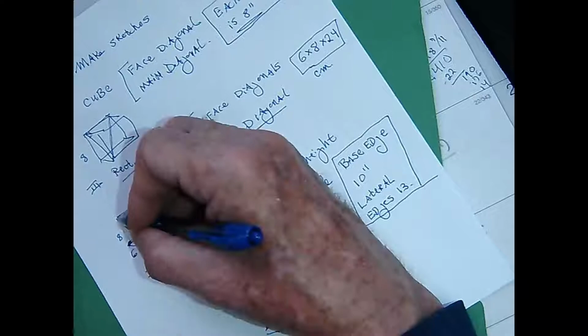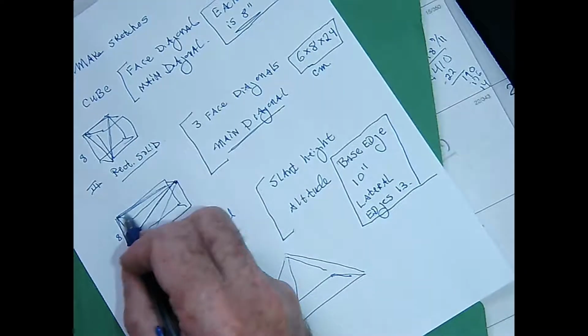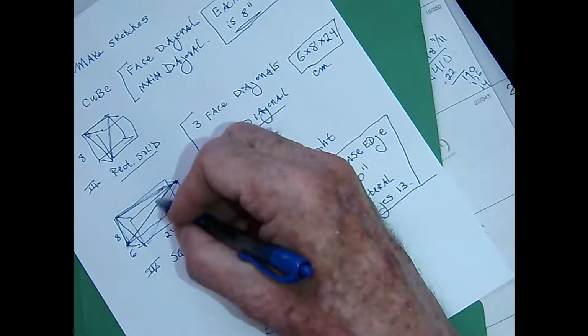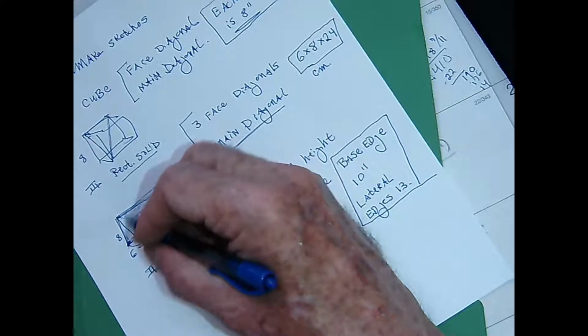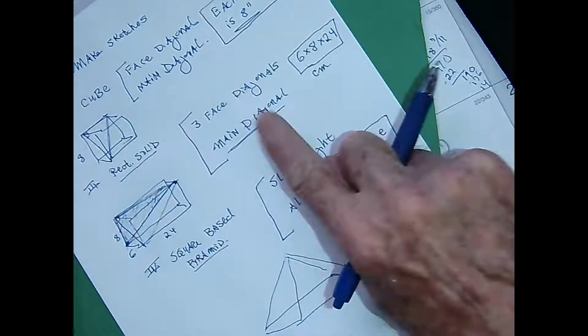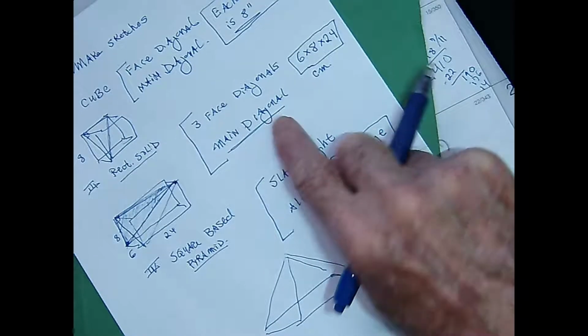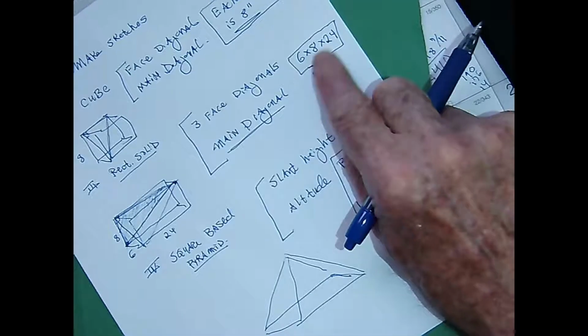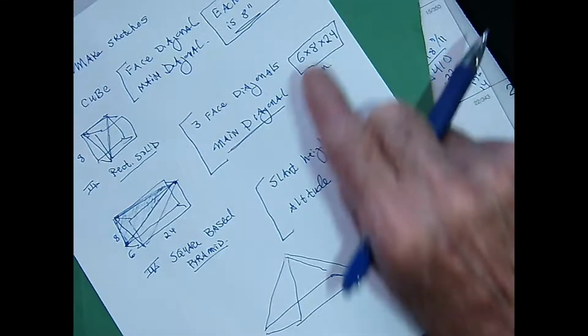And I believe this is going to be the hypotenuse of a right triangle. I can tell which one right there. But you'll make a better sketch than mine and find your own hypotenuse and work that out. I want you to figure out the main diagonal in your rectangular solid that is 6 by 8 by 24. And this is a little bit different.